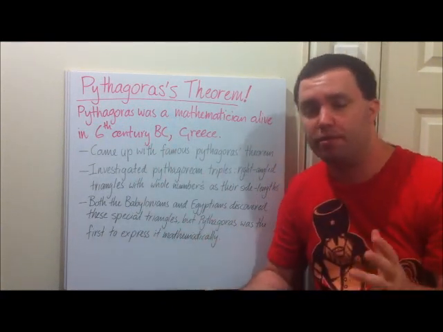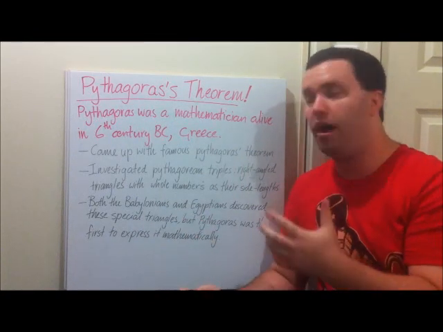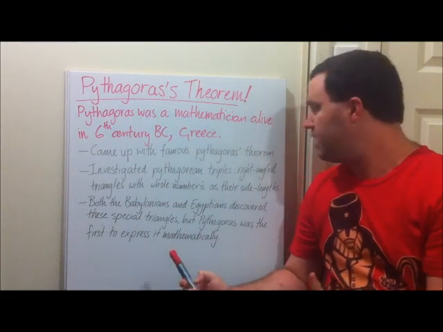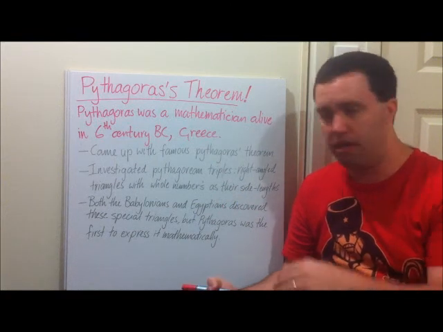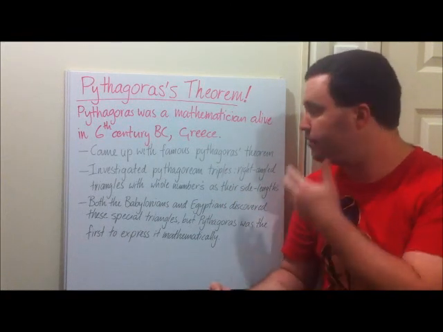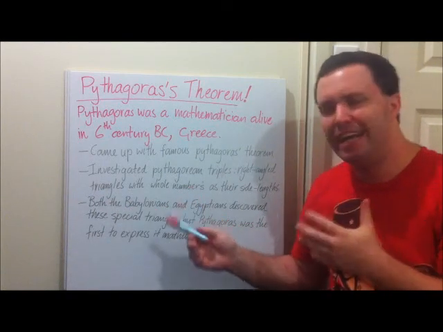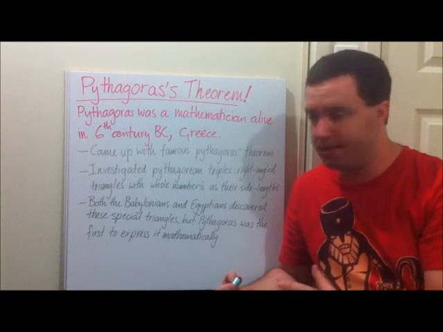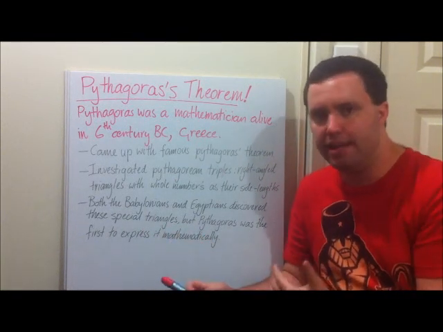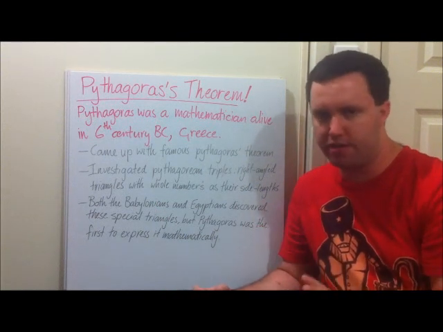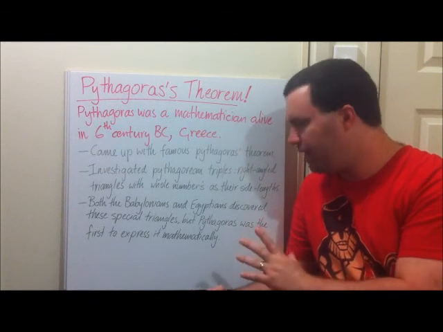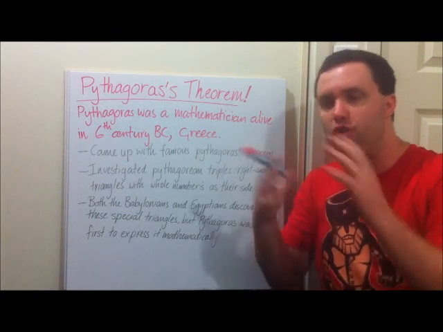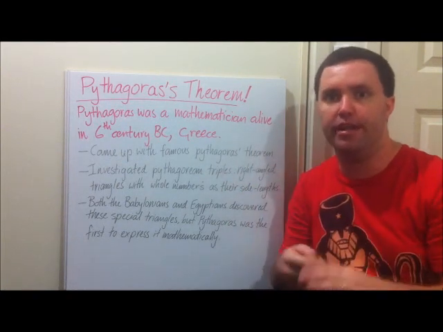Pythagoras, or his school, the people that were around him, came up with the famous Pythagoras' theorem, and he investigated these things called Pythagorean triples, which are right-angled triangles, a triangle that has one of the corners being a right angle, where all three sides were whole numbers, okay? Both the Babylonians and the Egyptians discovered special triangles, like right-angled ones. But Pythagoras and his crew were the first to express it mathematically, to write it down, to prove it and to put some logic behind it, okay?